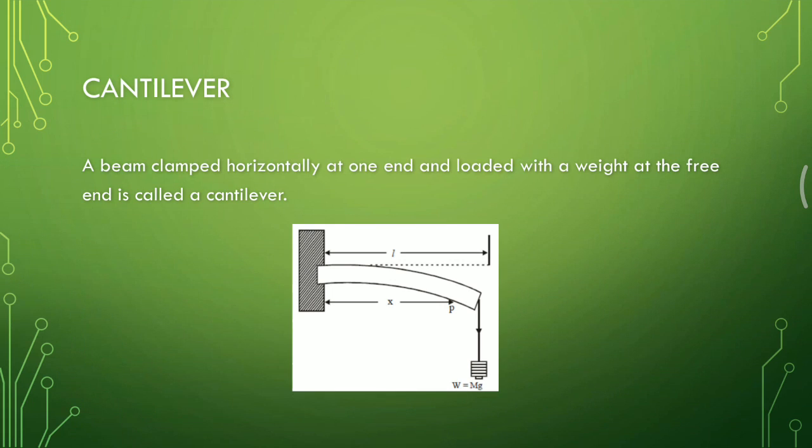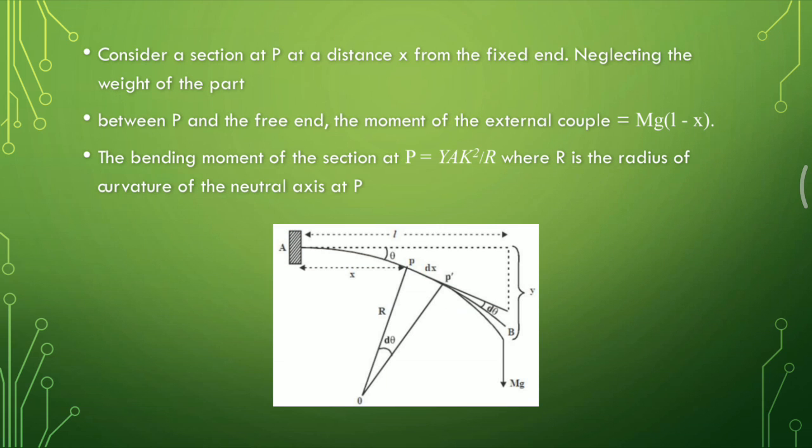Now let us understand what is a cantilever. A beam clamped horizontally at one end and loaded with a weight at the free end is called a cantilever, which is represented as shown in the figure.